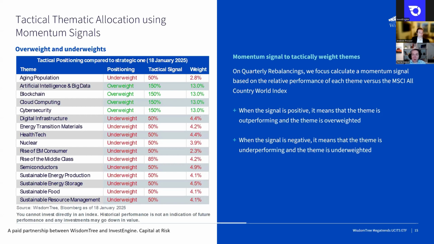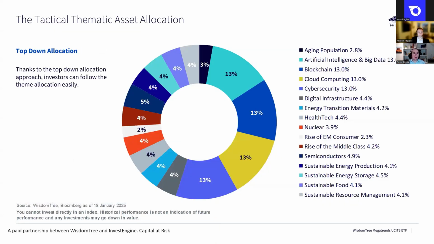Next slide very quickly shows you the current theme allocation. As I was saying, we do the top down, so the first two layers give you the weight to the theme. At any point in time, I can say, okay, the WisdomTree Megatrend is currently allocated 13% to AI, 13% to blockchain, 4% to sustainable food. That's one of the advantages of doing it top down. Then we still have to pick the stocks, right?